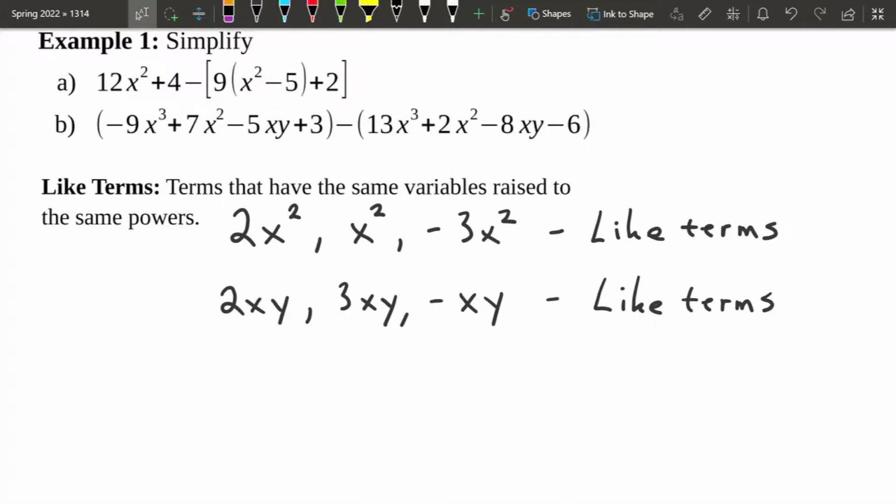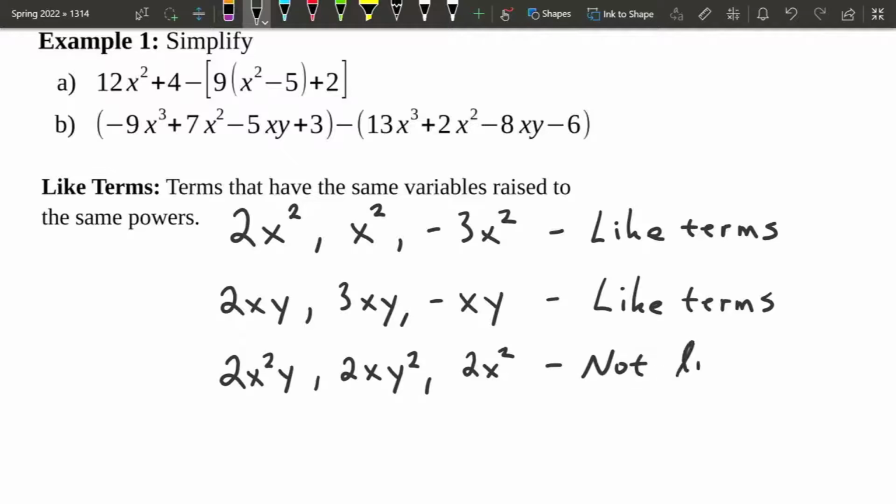Things that are not like terms would be things like, say, 2x squared y, 2xy squared, or even just 2x squared. These are not like terms. They have to have all the same variables, so both x and y, and also be raised to the same powers all at the same time.